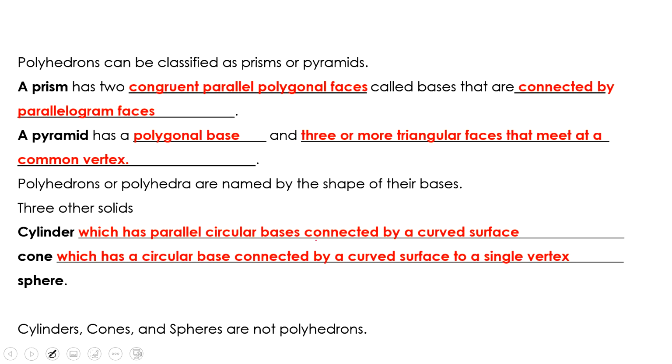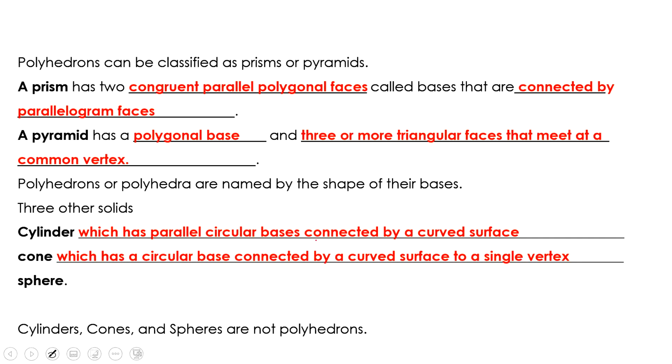Polyhedrons, or polyhedra, are named based on the shapes of their bases. So you could have a cube, or you could have a six-sided prism, so it would be a hexagonal prism. Those are the differences. You can have prisms and you can have pyramids. A prism has congruent parallel polygonal faces connected by parallelogram faces. So think of a cube again. A pyramid has a polygon base and then three or more triangular faces that meet at a common vertex. Think of the pyramids in Egypt. First question from the Kahoot the other day.